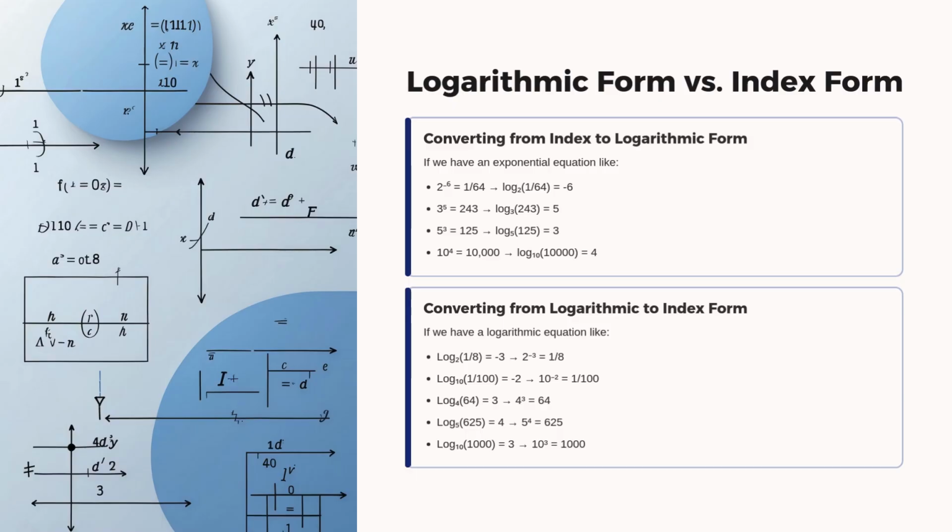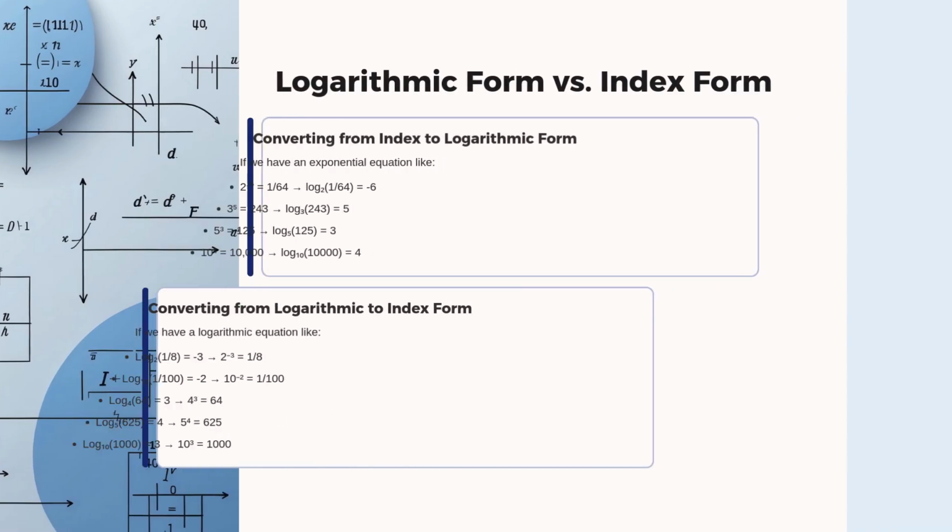Log base 5 of 625 equals 4. Therefore, 5 raised to the power of 4 equals 625. Log base 10 of 1000 equals 3. Therefore, 10 raised to the power of 3 equals 1000.